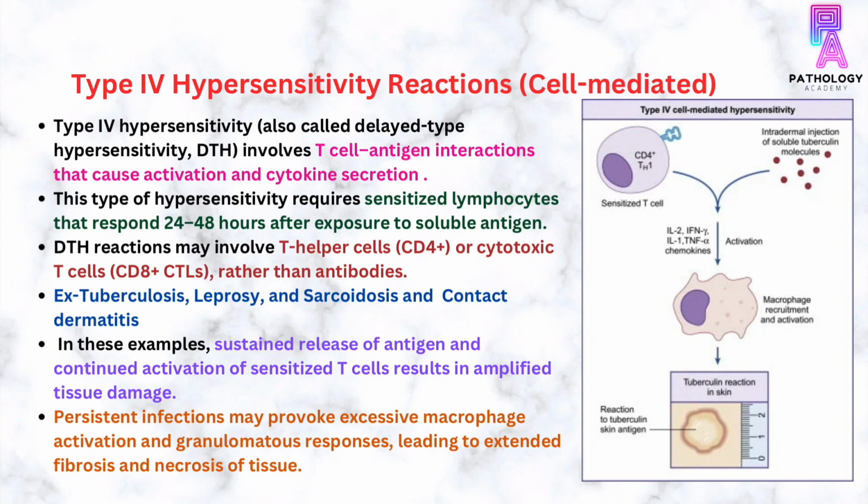Examples of type 4 hypersensitivity reactions can be noted in diseases like tuberculosis, leprosy, sarcoidosis, and contact dermatitis. In these, there is sustained release of antigen and continued activation of sensitized T cells, which result in amplified tissue damage. Persistent infections may provoke excessive macrophage activation and granulomatous responses, leading to extended fibrosis and necrosis of the tissue.